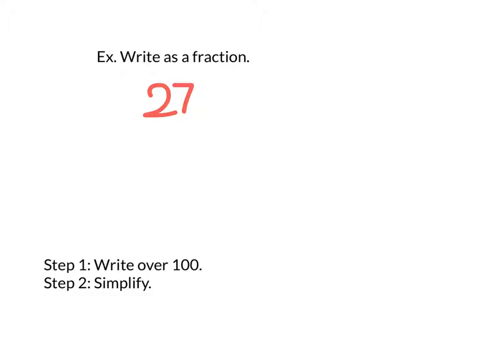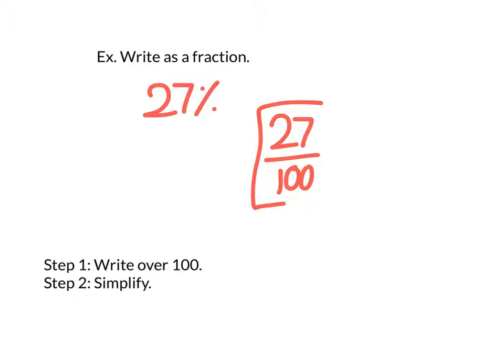Okay, so when we write it as a fraction, we take the 2 steps again. We're going to write the number over 100. Oh, sorry guys, this should be a percent here. We write the number over 100. And then we simplify, which this one is simplified. There's nothing else we can do.